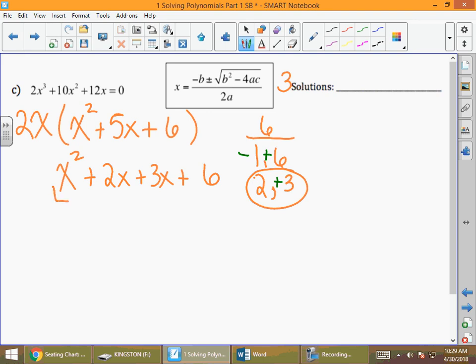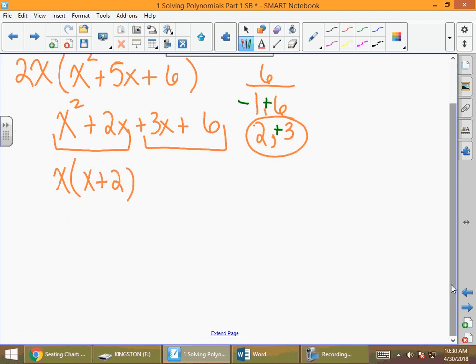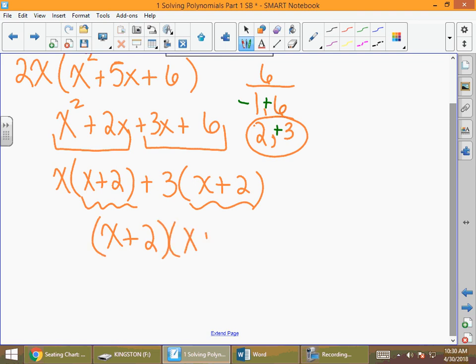And here's a group, and here's a group. Greatest common factor between x squared and 2x, just x. And then we're left with x plus 2. In our next group, it's going to be 3 times x plus 2. And what we see is that we've got an x plus 2 in both groups. And we have an x plus 3. We also have a 2x.